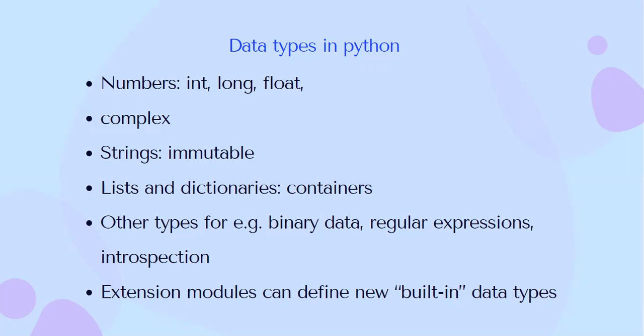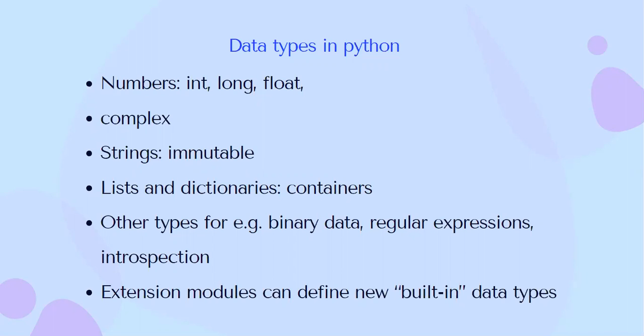And then Python has strings. So how do you define a string in Python? Whatever you enclose in single quotes or double quotes becomes a string. And in Python, strings are immutable.